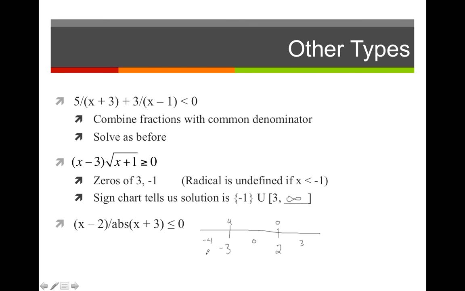Plugging in -4, I get negative over positive. And guess what? Everything is going to be positive in the denominator because it's the absolute value. So I'm going to get negative. If I plug in 0, I get negative over positive, so this is negative. And if I plug in 3, I get positive over positive, so it's positive. I want to know where it is less than or equal to 0. All right, so less than or equal to 0 is going to say from -infinity up until -3 with a parenthesis because it's not used. You can't use it on an undefined term. Union -3 to 2 with a bracket because that's where it equals 0.